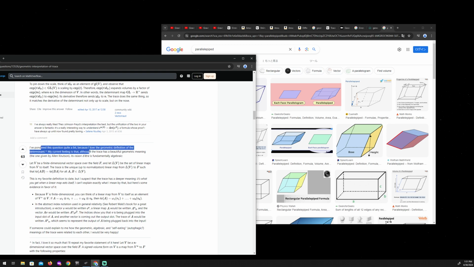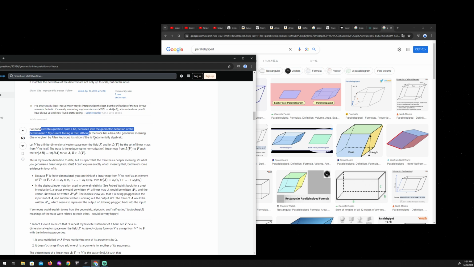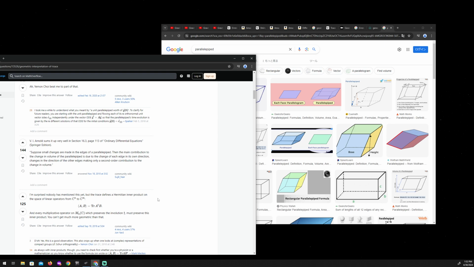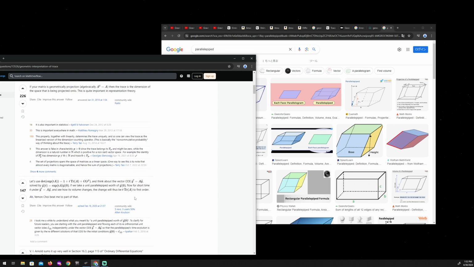Pondered over this question quite a bit because I love the geometric definition of the determinant. My current feeling is that though the trace has a beautiful geometric meaning, the one given by Alan Knudsen. So Alan Knudsen, which one was that? This one. Let's use determinant. So we have an exponential e to the tA equals 1 plus, oh, this is so confusing.